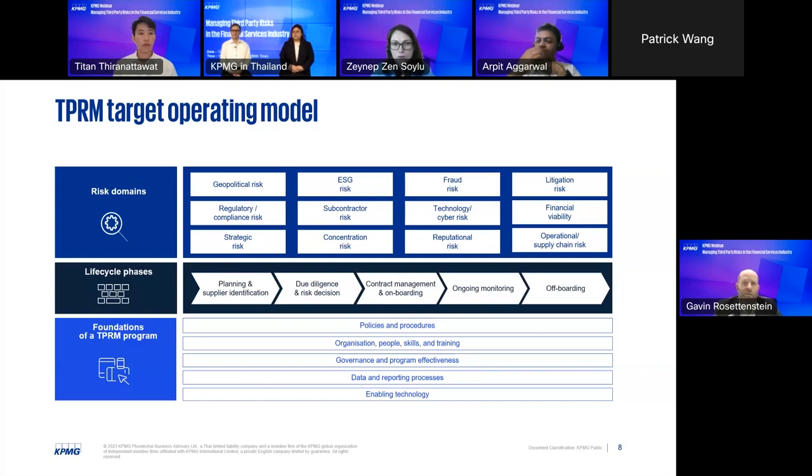When we look at that, we say everything needs to be underpinned by your foundations. So you can see that at the bottom there, the foundations of what we call a TPRM program. And it's really, really important to ensure that you've set up and you're aware of the structure of how you do it.